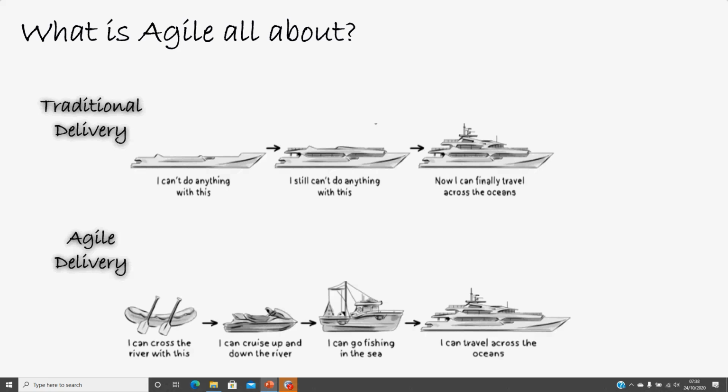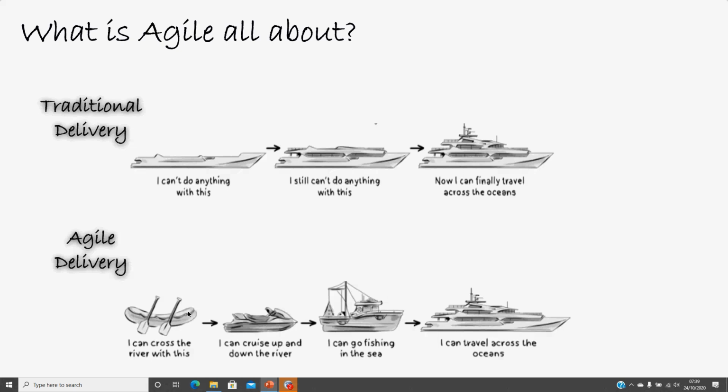From the start till the end, it could take up to a few months, if not years, to complete this product. And during this whole time, from start till the end, the product was not usable till the time it came into its final form. However, in Agile, the concept is very different.